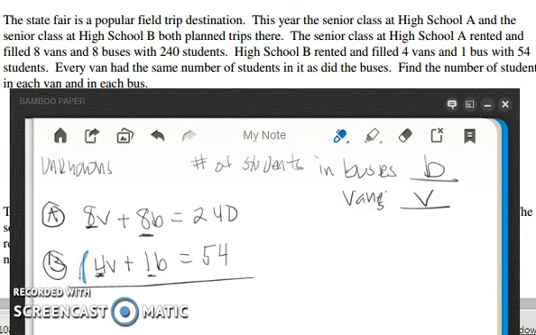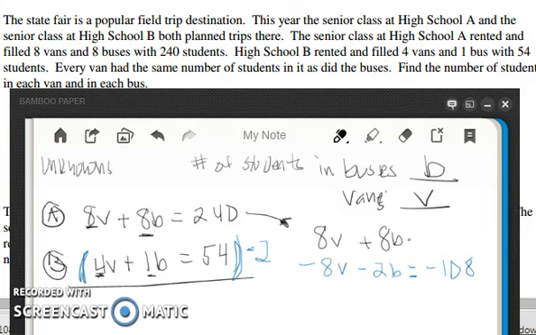If I multiply this downstairs equation by 2, I would get this to be 8. But let's get it to be negative, so let's go ahead and do negative 2. This would give me negative 8v minus 2b equals 54 times negative 2, which is going to give me negative 108. Let's write the original equation on top, which is 8v plus 8b equals 240.